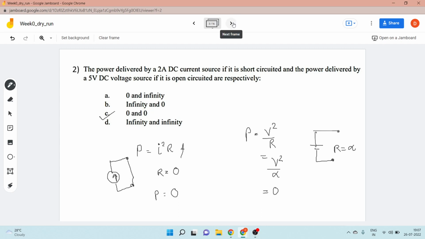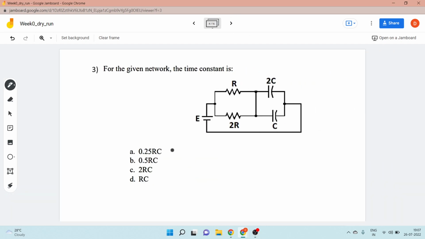Now we will move to the next question, which is given for the network. We have to take out the time constant. Now time constant is given by RC, since it is an RC circuit. Now the equivalent of this resistance and this resistance, since they are connected in parallel, this point and this point are the same, so they are connected in parallel. So the net resistance, let's call it R dash, will be 1 upon R1 and R2. R2 here is 2R. So it will be basically 3 by 2, 1 by R. So R dash will be equal to 2 by 3 R.